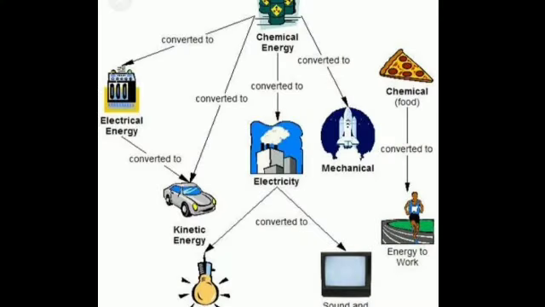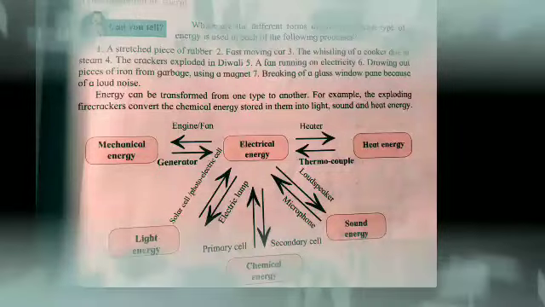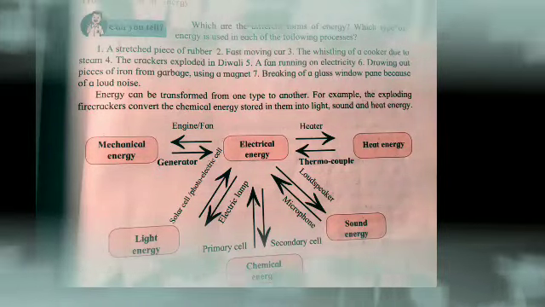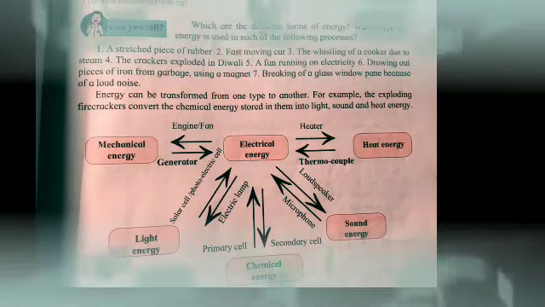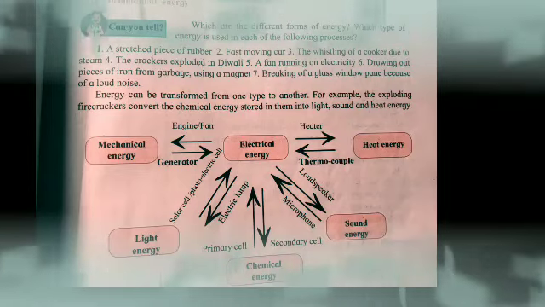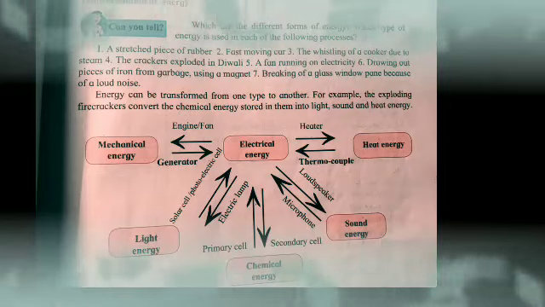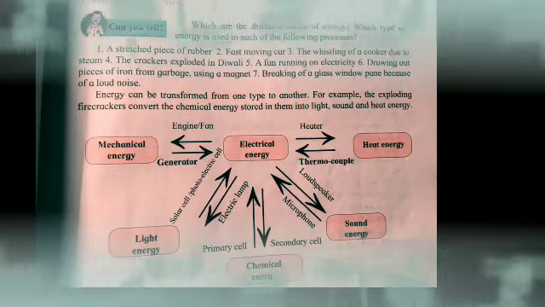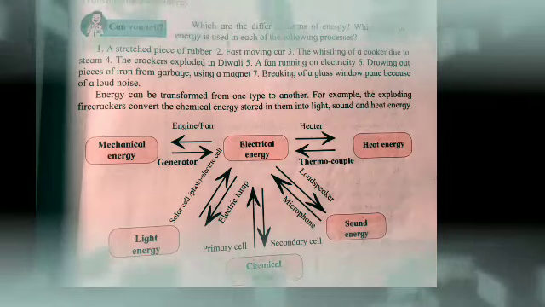Transformation of energy. Here some examples of transformation of energy are given. Transformation of energy means that one form of energy can be transformed into another form. Which are the different forms of energy? Which type of energy is used in each of the following processes? Some examples are given here: a stretched piece of rubber, a fast moving car, the whistling of a cooker due to steam, the crackers exploded in Diwali. Many examples are there.